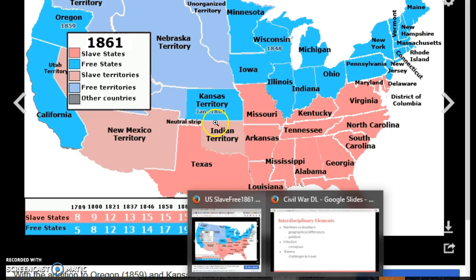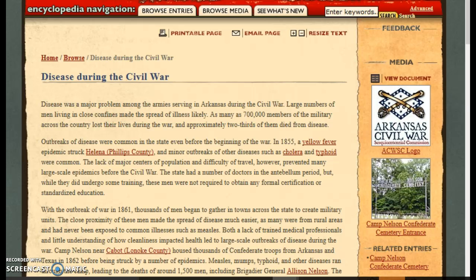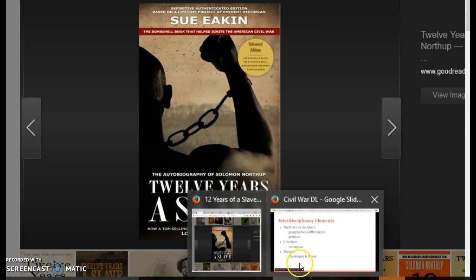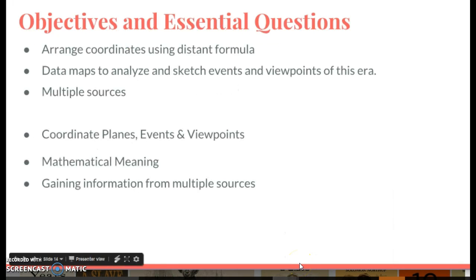And with that, I was able to also look at the article used from our science and how disease traveled over Arkansas, and then looking at the 12 years of slavery as well. So with that, we had the objectives and the essential questions, which aligned correspondingly to the coordinates and the distance formula, as well as how to analyze and sketch the events and the purpose of mathematics and the content area.